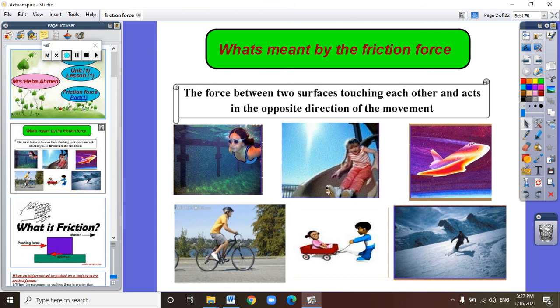Any two objects touching each other have a friction force between them. So when this girl is swimming in the water, her body and the water are touching each other, so there is a force between the two surfaces, her body and the water, that's called friction force. And this girl is sliding on the slide, so between her body and the slide there is a force called friction force. So the friction force is the force between two surfaces touching each other.